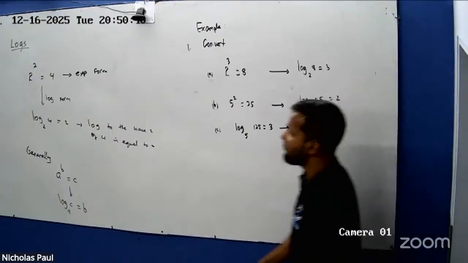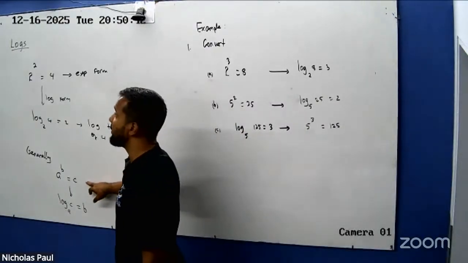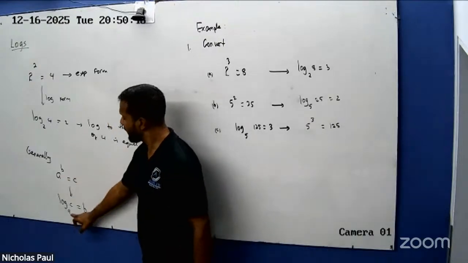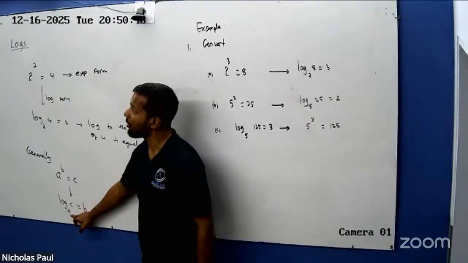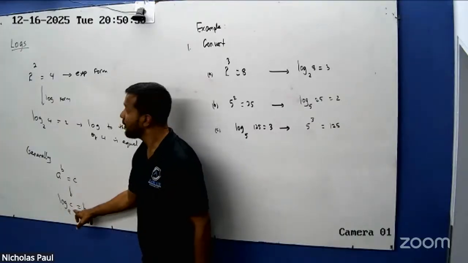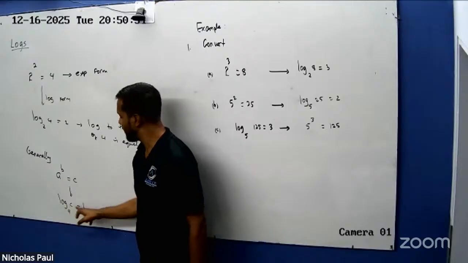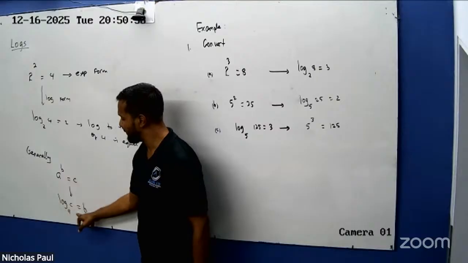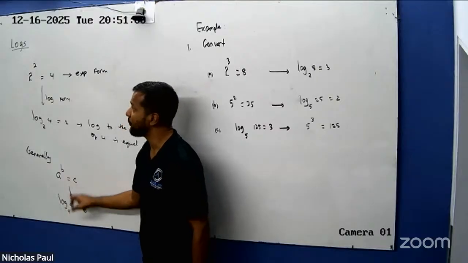So just remember, to convert from indice form to log form, A becomes the base that you're finding the log of. C becomes the value you're finding the log of. This is the base that you're finding the log with. And this is the answer. So you have to be able to rearrange from here to here and vice versa.